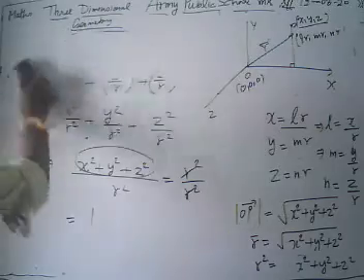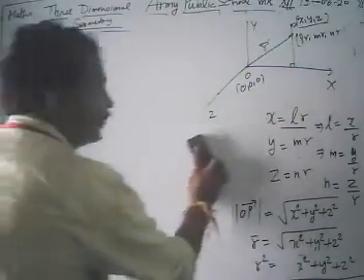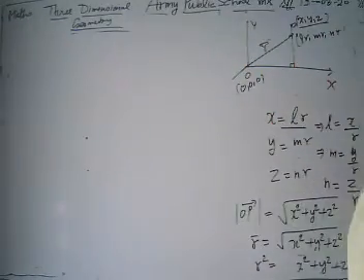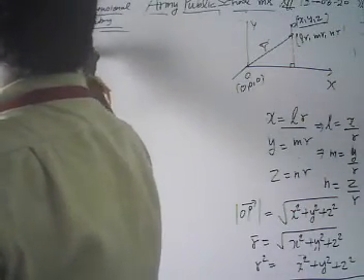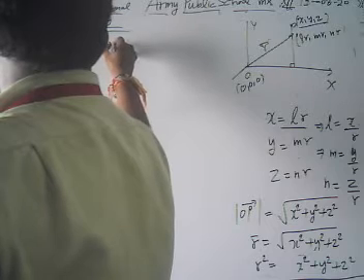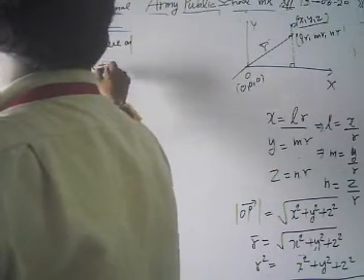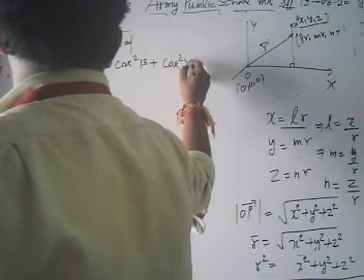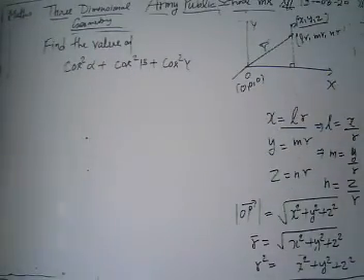Okay, from here we can also find some specific problems. Just suppose it is asked: find the value of cos square alpha plus cos square beta plus cos square gamma. Now we have to find the value of cos square alpha plus cos square beta plus cos square gamma.